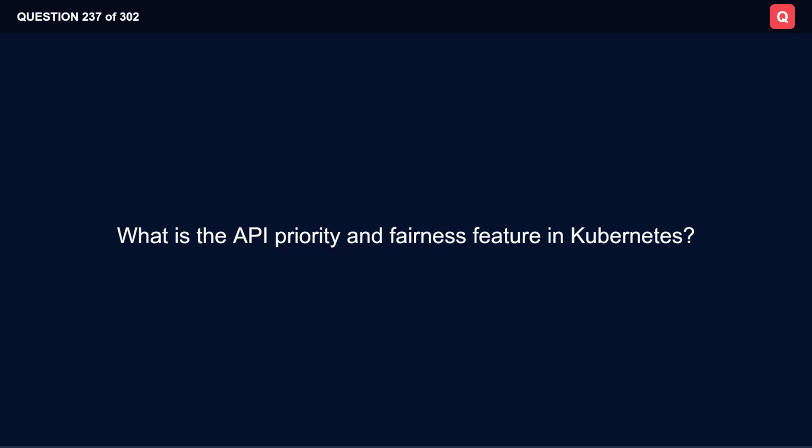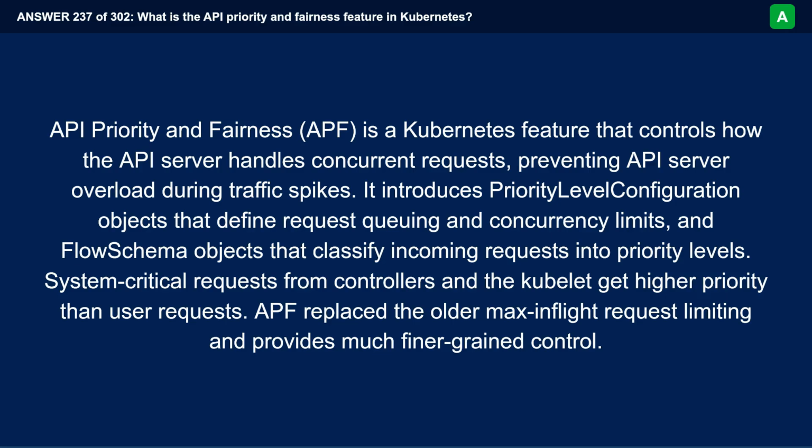What is the API priority and fairness feature in Kubernetes? API priority and fairness, APF, is a Kubernetes feature that controls how the API server handles concurrent requests, preventing API server overload during traffic spikes. It introduces priority-level configuration objects that define request queuing and concurrency limits, and flow schema objects that classify incoming requests into priority levels. System-critical requests from controllers and the kubelet get higher priority than user requests. APF replaced the older max-in-flight request limiting and provides much finer-grained control.